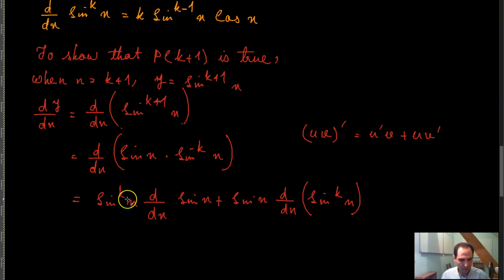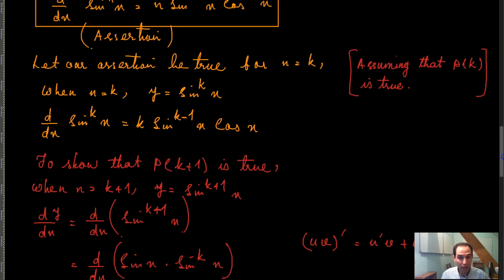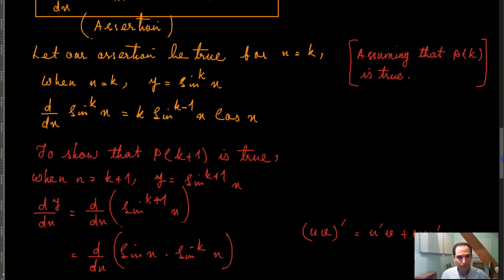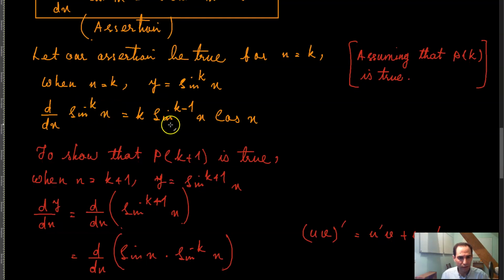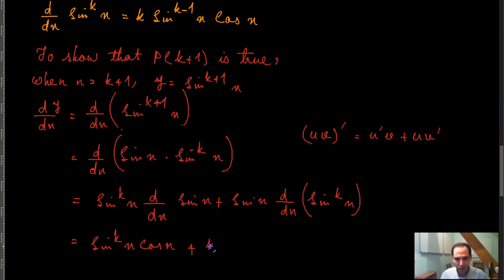And that is the same thing as the dy dx of sine x, which we showed is equal to cos x. So it's equal to sine raised to the power k of x times cos x, plus, and over here we assumed that d by dx of sine raised to the power k of x, which was our P of k, was k times sine raised to the power k minus 1 of x times cos x, right? So I write it over here: k times sine raised to the power k minus 1 of x times cos x.